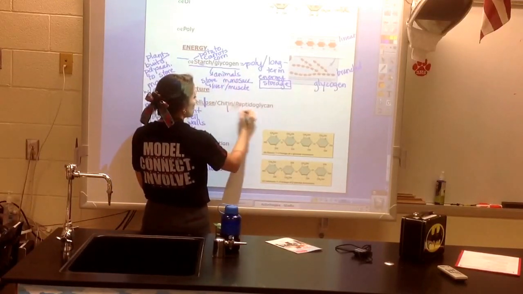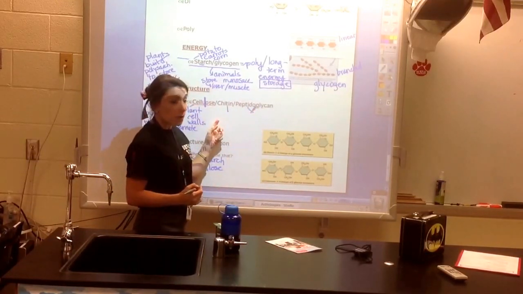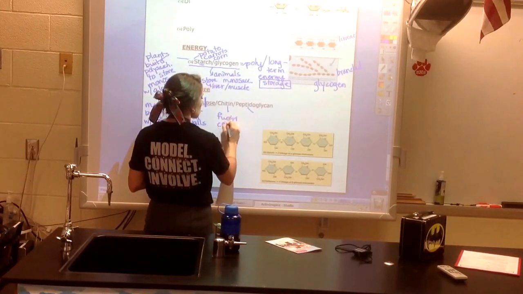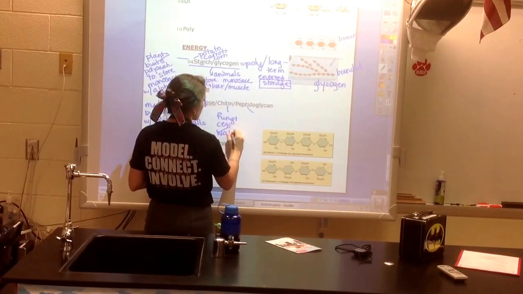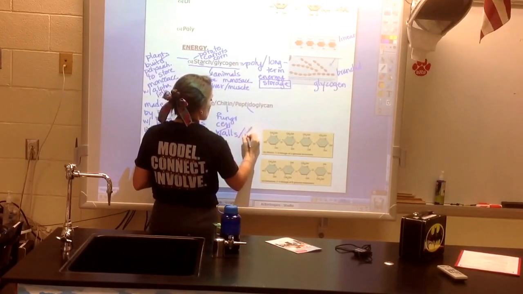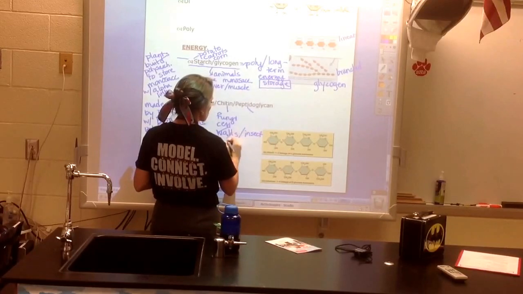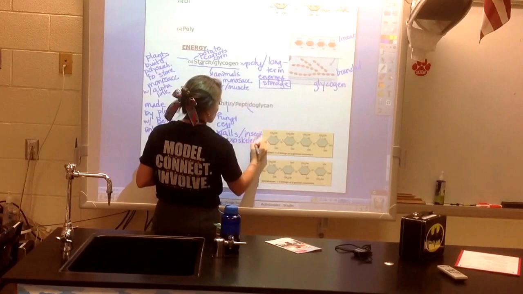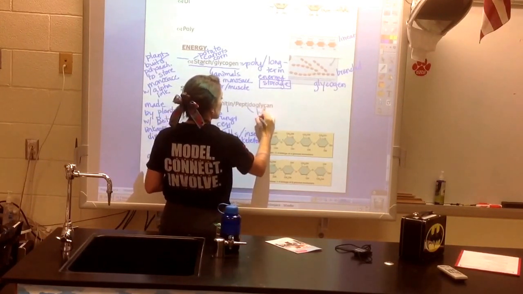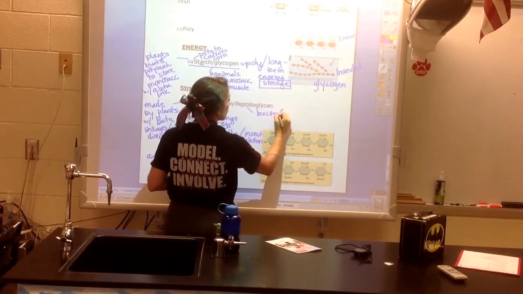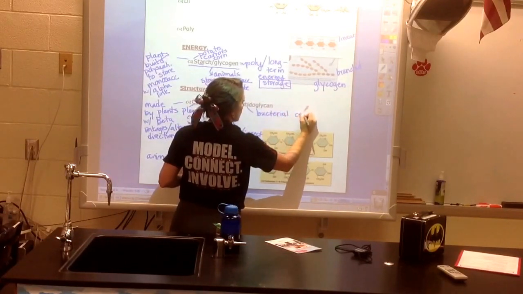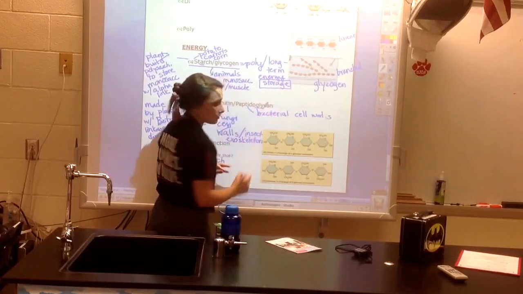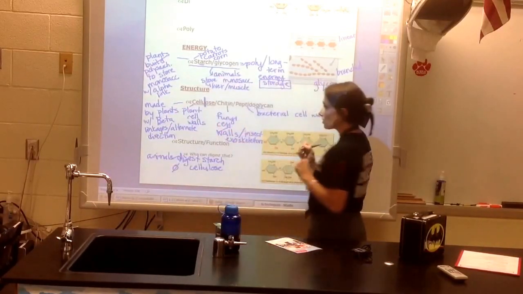Now, real quickly, chitin and peptidoglycan are also structural polysaccharides. Chitin is found in fungi cell walls and insect exoskeletons. Peptidoglycan is found in bacterial cell walls. And so you'll see this peptidoglycan. Bacteria cell walls have peptidoglycan.